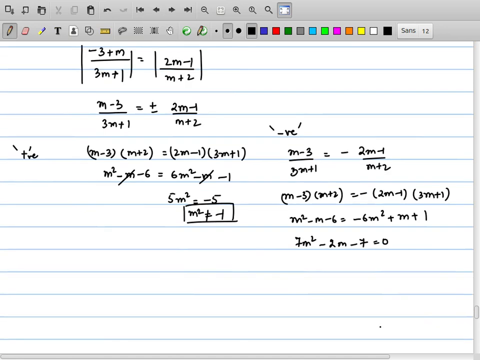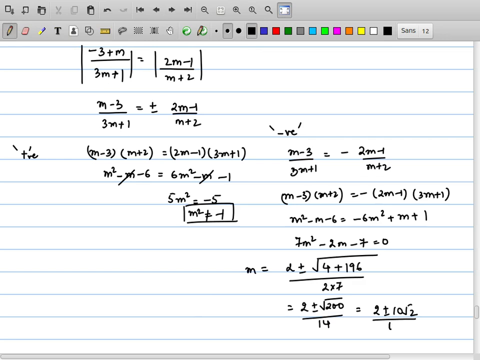So what do we get? We get a quadratic. So what is m? Using Sridharacharya, 2 plus or minus the root of 4 plus 7 sevens are 49, 98, 196, upon 2 into 7. So this is 2 plus or minus root of 200 upon 14, which can be written as 2 plus or minus, 200 can be broken as 100 into 2, that is 10 root 2, upon 14, which can be reduced as 1 plus or minus 5 root 2 upon 7. Therefore what is the value of m? 1 plus or minus 5 root 2 by 7.